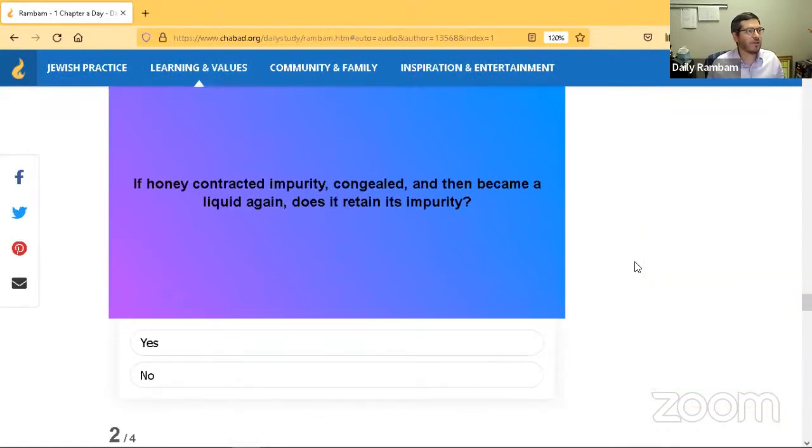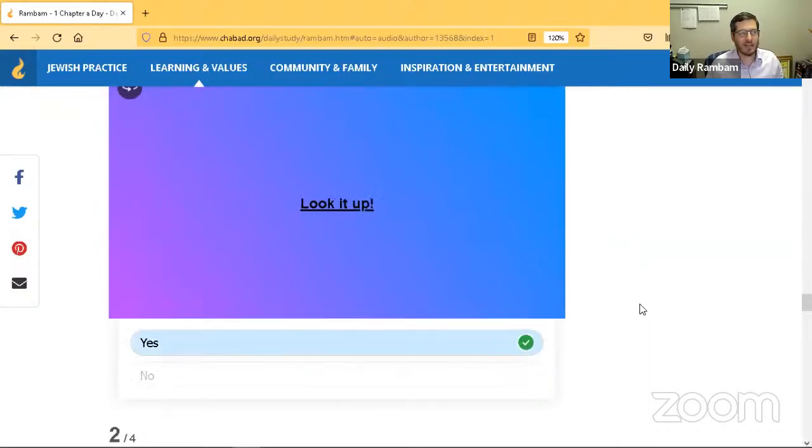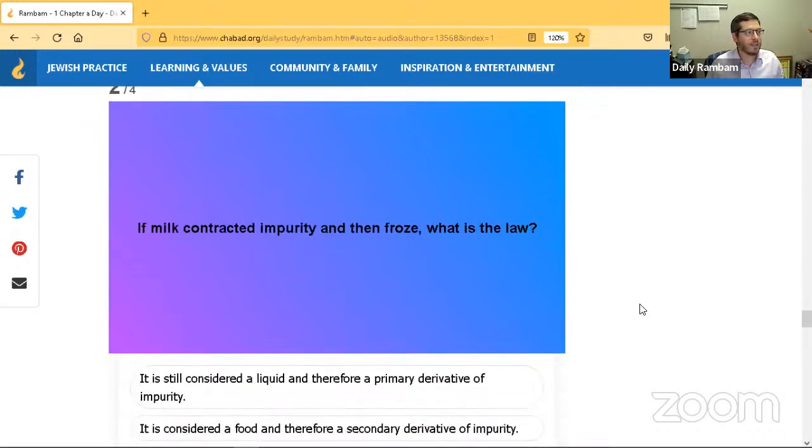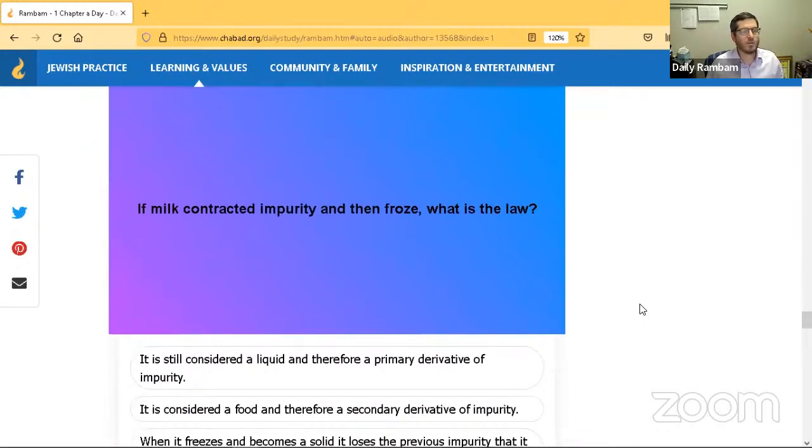Question 1 of 4. If honey contracted impurity, then it congealed, and then became a liquid again, does it retain its impurity? Yes or no? Yes, it does, right? And it's considered a liquid all the way through. It's always a rishon.